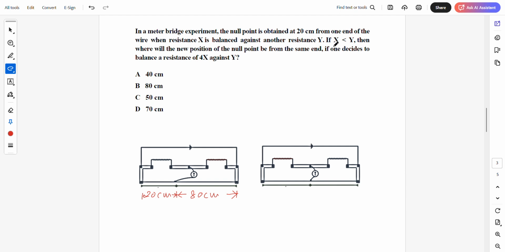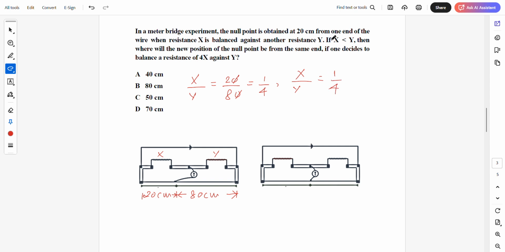They have given these as X and Y. So first use X by Y is equal to 20 by 80. The zero gets cancelled, you will be getting 1 by 4. So X by Y is equal to 1 by 4.